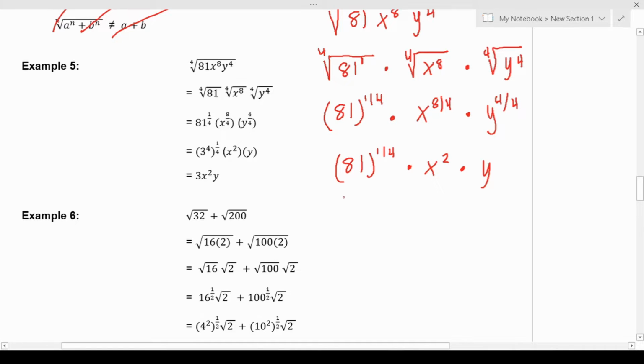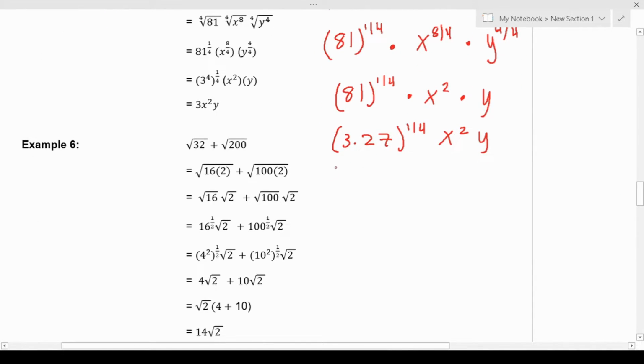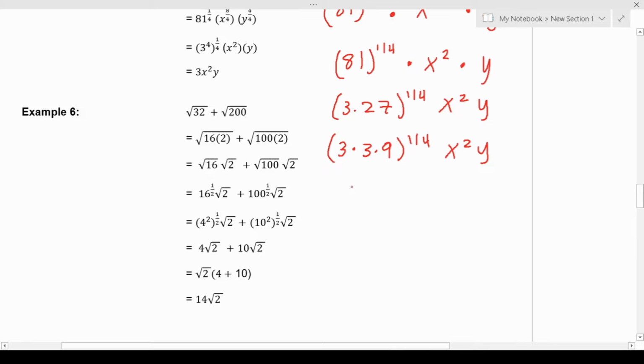81 is the same as 3 times 27. Again, this is to the 1/4. And we still have our x squared y hanging off to the side. Again, let's break this down even more. 27 is the same as 3 times 9. Again, this is x squared y. And as we know, 9 can be written as 3 times 3. So this is 3 times 3 times 3 times 3 to the 1/4.